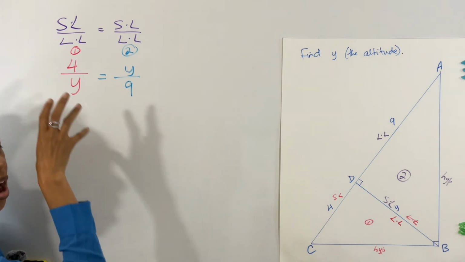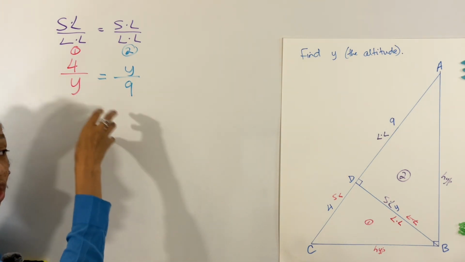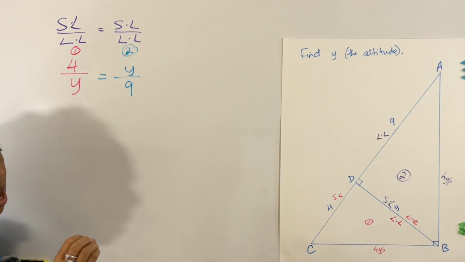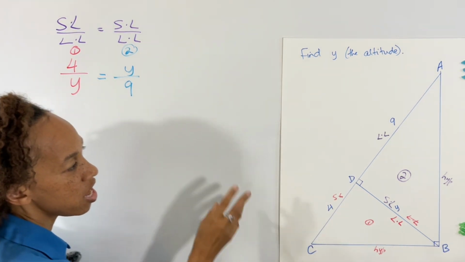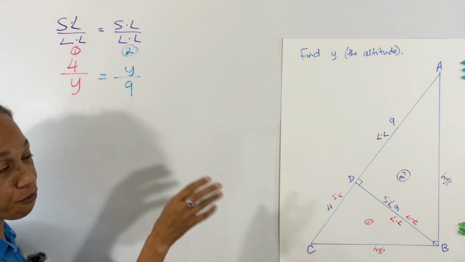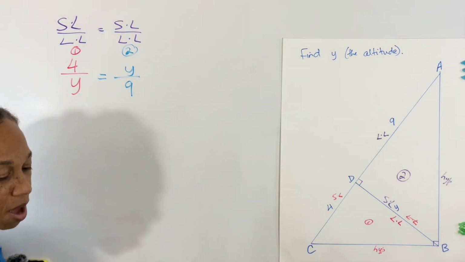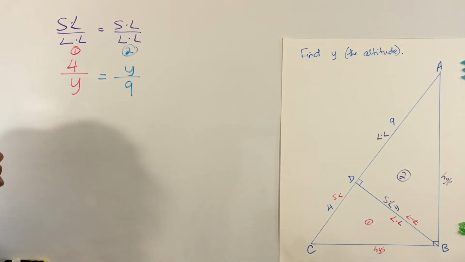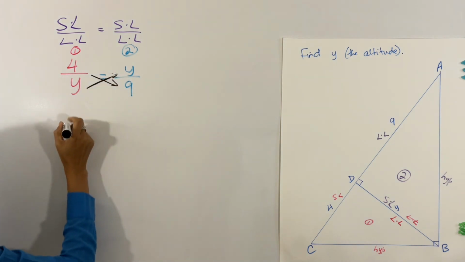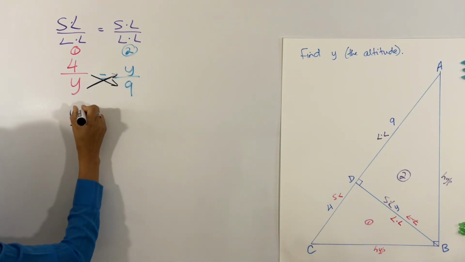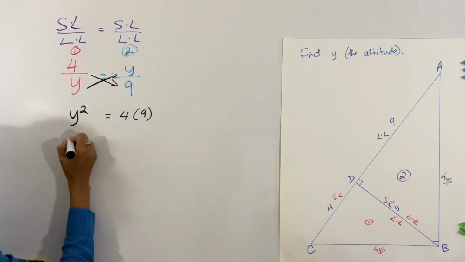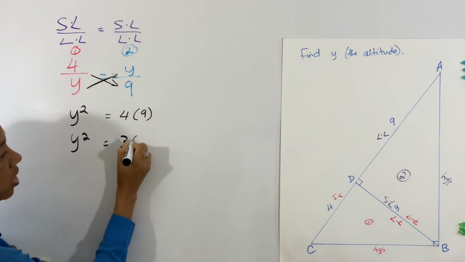If you are incorrect in setting up your ratio in this method, your answer is going to be incorrect. So you have to be careful when you are labeling each part of the sub triangles that you have formed from the main triangle. So now let's do the math. We are going to cross multiply, and that's how we solve for a ratio. So we will have y times y, which is y to the second power, equal to 4 times 9. So y squared is equal to 36.